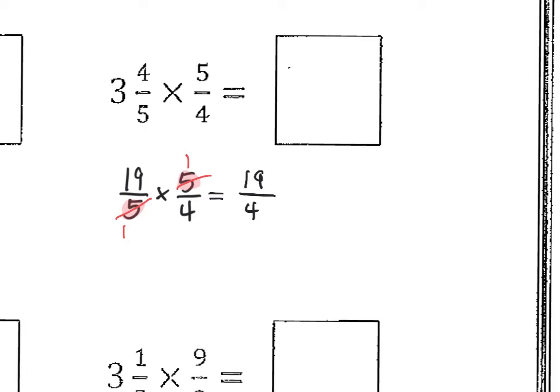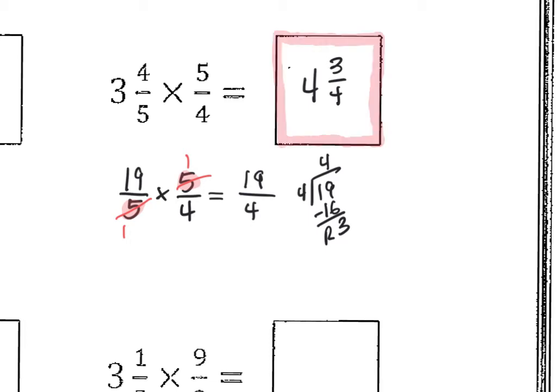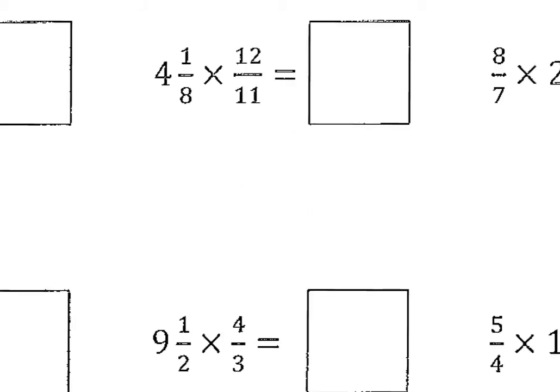This fraction is much easier to work with, right? Because I know 4 goes into 19 4 times. 4 times 4 is 16. Subtract, I get a remainder of 3. This ends up being 4 3/4. Nice job.